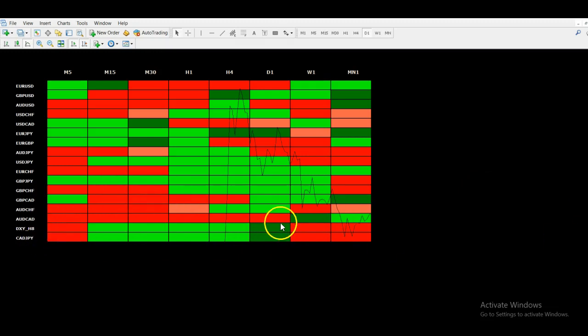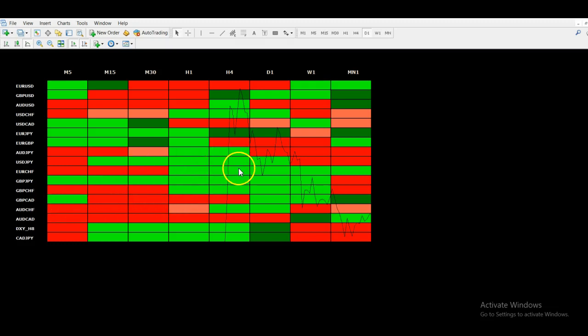Similar story with the Aussie CAD. Aussie CAD's very bearish across intraday. So if you're day trading, we want to see the trend direction. Okay, the trend's weak. Where is the market likely to go? It's likely to go down in intraday. So you can look at this and go, okay, I'm looking to sell trading today. When you get mixed signals like this, just be very wary.